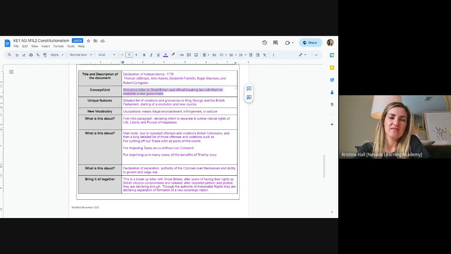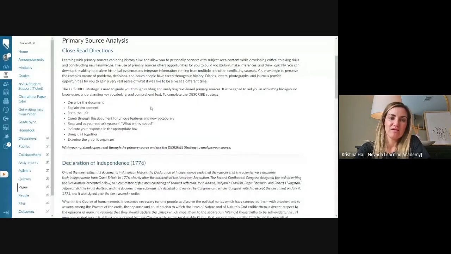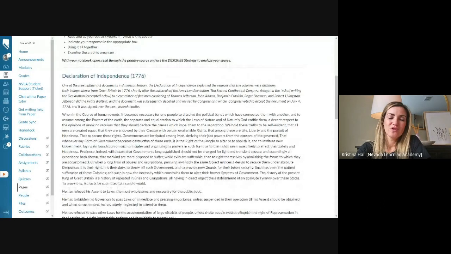And we see that in the very first part of the document, right? "When in the course of human events, it becomes necessary for people to dissolve the political bands which have connected them, and to assume among the powers of the earth the separate and equal station," they go on and on. "We hold these truths to be self-evident, that all men are created equal, that they are endowed by their Creator with certain unalienable rights: life, liberty, and the pursuit of happiness. That to secure these rights, governments are instituted among men." So they're calling out that governments are there to uphold those rights.